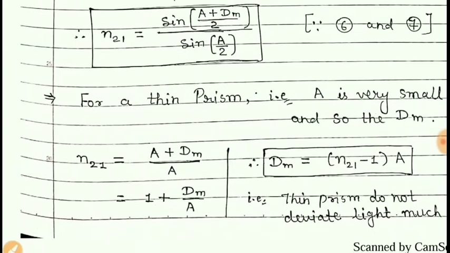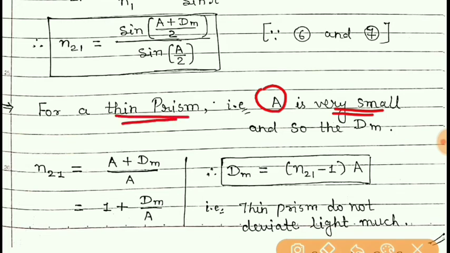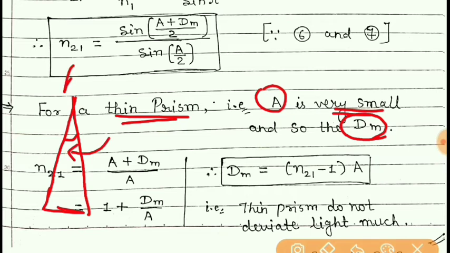Now here, if this angle of prism is very small, that is if the prism is thin, in that case the angle of deviation will also be very small. Students, a thin prism will look like this. You can see here this angle is small, so this is the angle of prism. Actually for a very small angle, the prism will be even thinner than what I have shown.